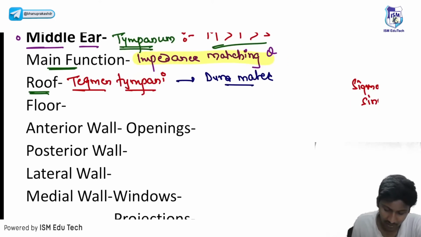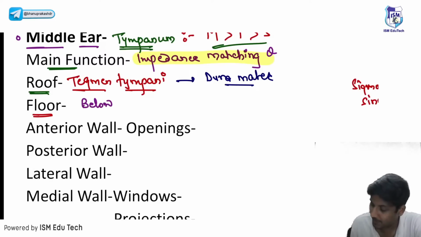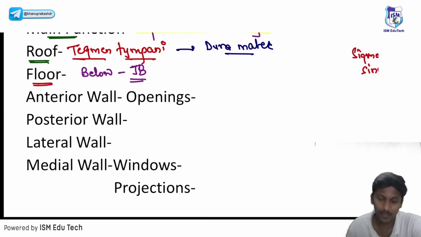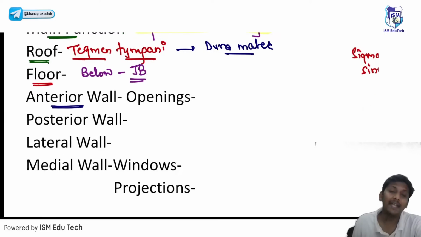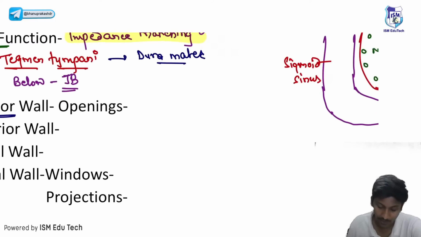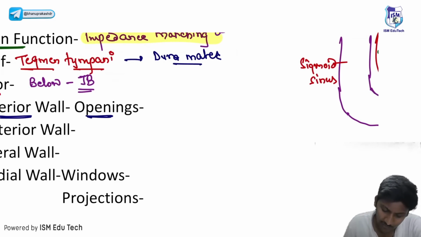Next is the floor. The floor of the middle ear is usually formed again by a bony plate that does not have a specific name, but below the bony plate of the floor we have the jugular bulb. Next is the anterior wall. On the anterior wall of the middle ear we have two openings.